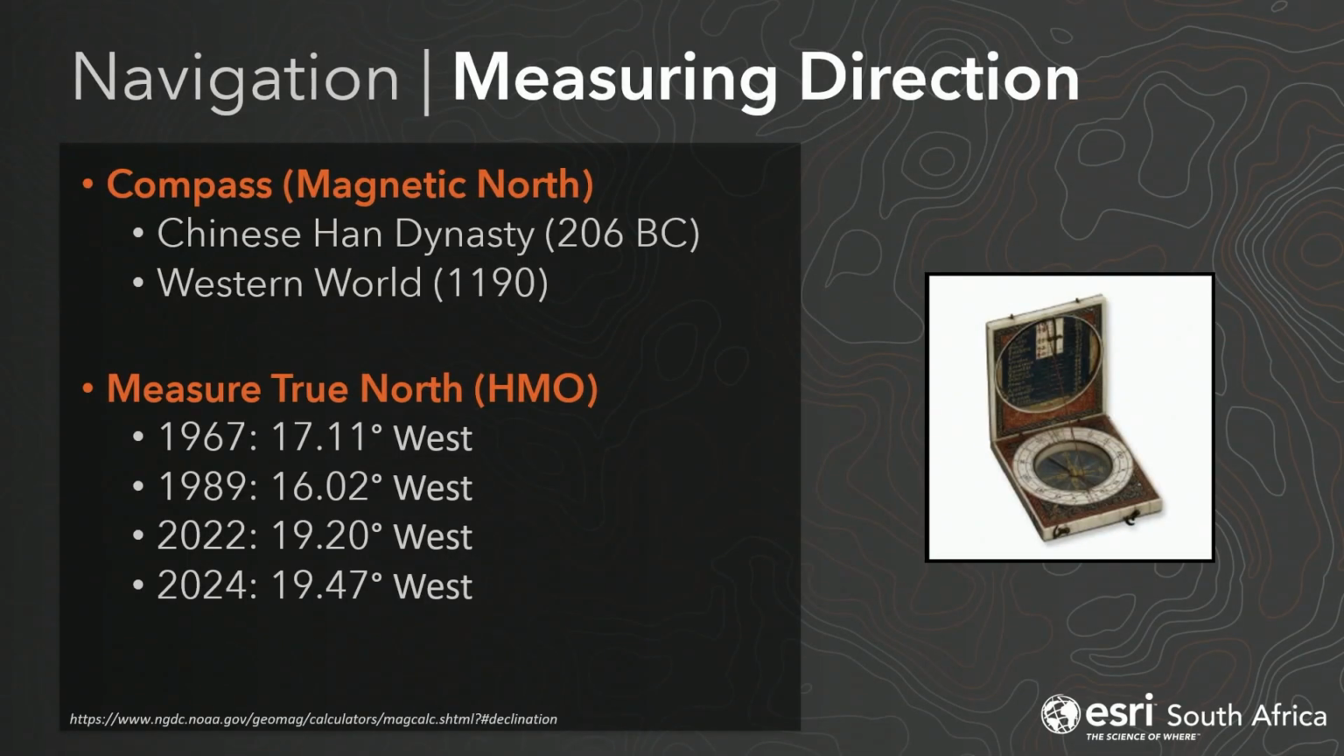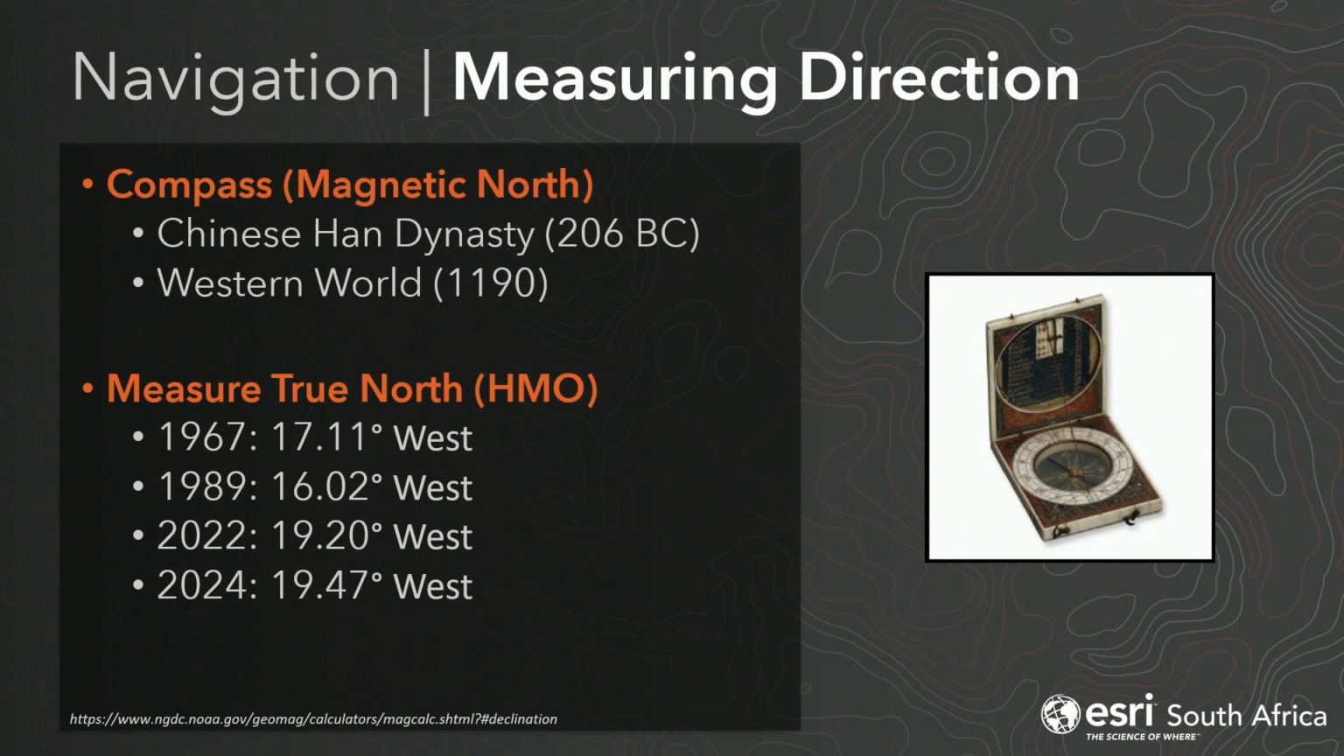Over time, and if you look at those dates, 206 BC, the Han dynasty in China had created the first compass. And this is now looking at the magnetic north and not true north, and this is what we'll touch on in that next paragraph. And the Western world started adopting the use of compasses in about 1190. So this is a well-known technology, and I'm sure you've all used those.